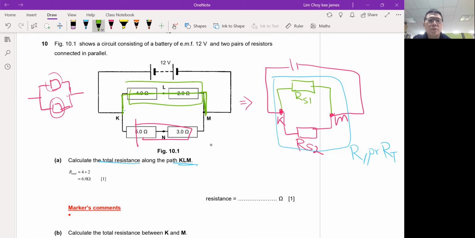Okay, KLM, this path will be a simple 4 plus 6, which is series. Nothing fanciful. Total resistance between K and M, which is what I call the total resistor. Now, the total resistor that we have here.